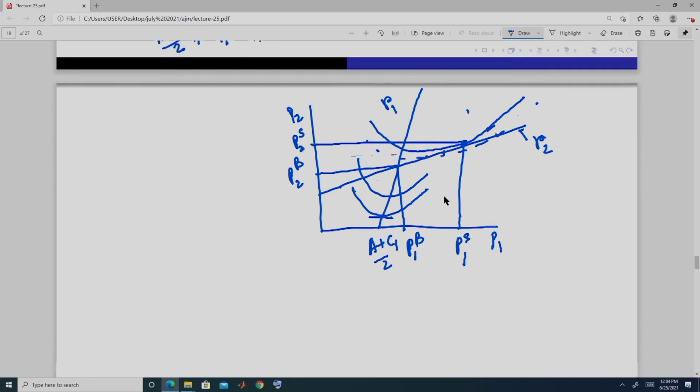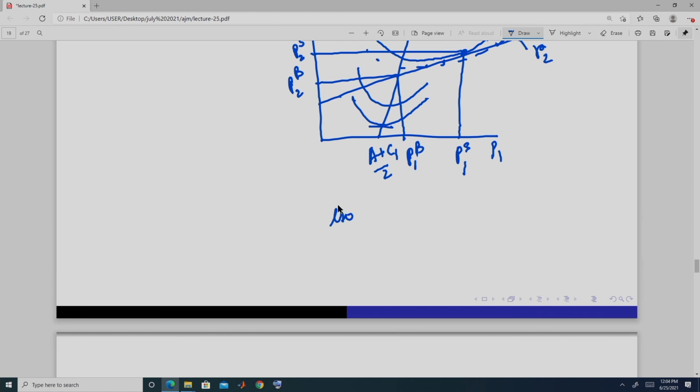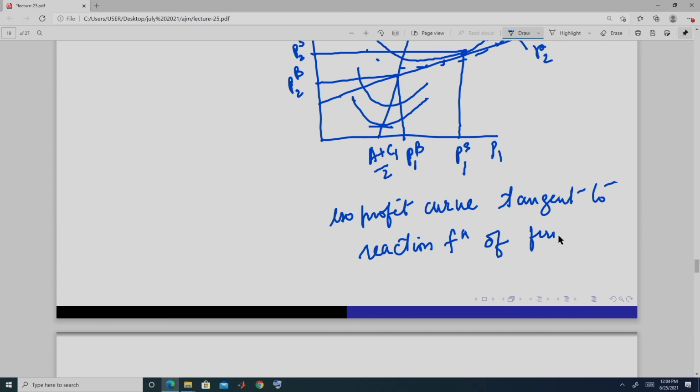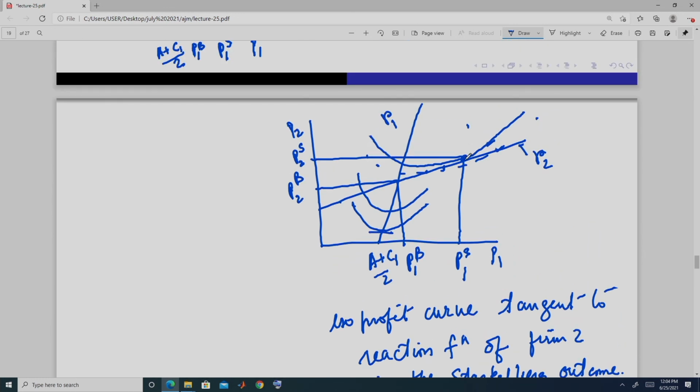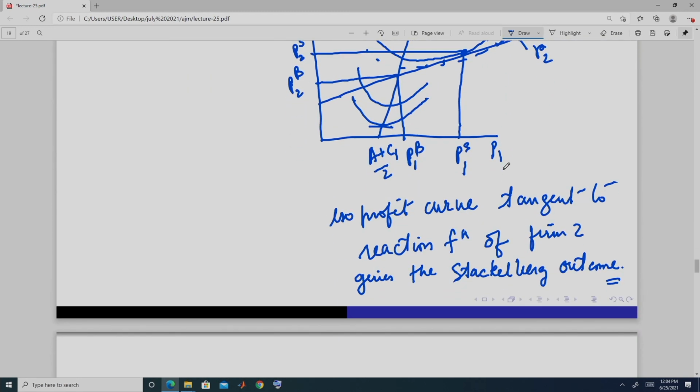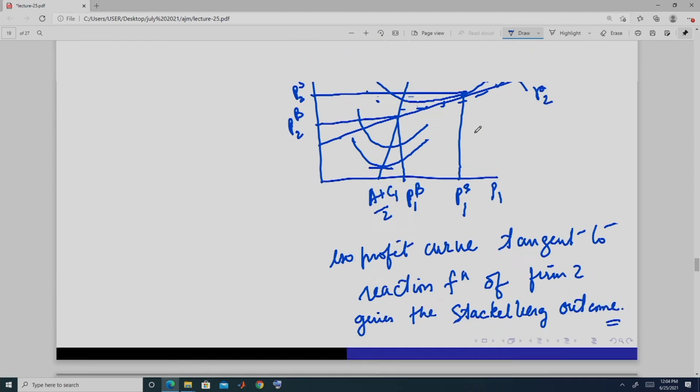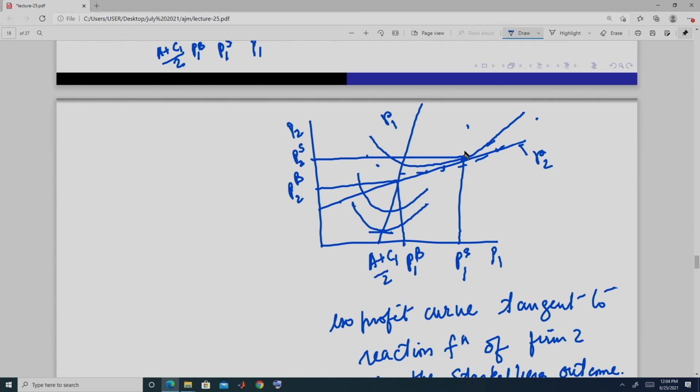So, that is why the isoprofit curve tangent to the reaction function of firm 2 gives the Stackelberg outcome. Okay. So, the Stackelberg outcome that we have computed, we have got it in this way when B is positive, that is, goods are substitutes. Now, look at it in this way. So, we have got this.